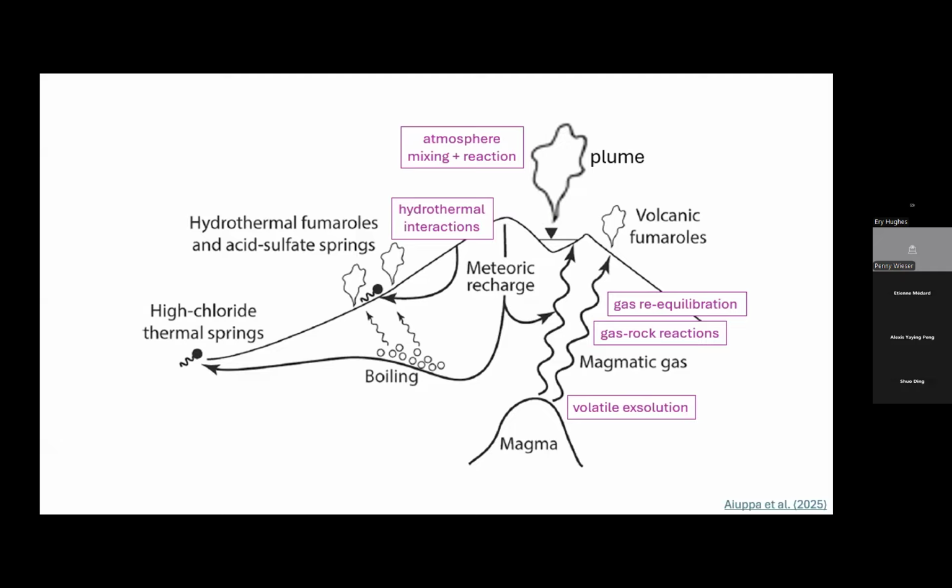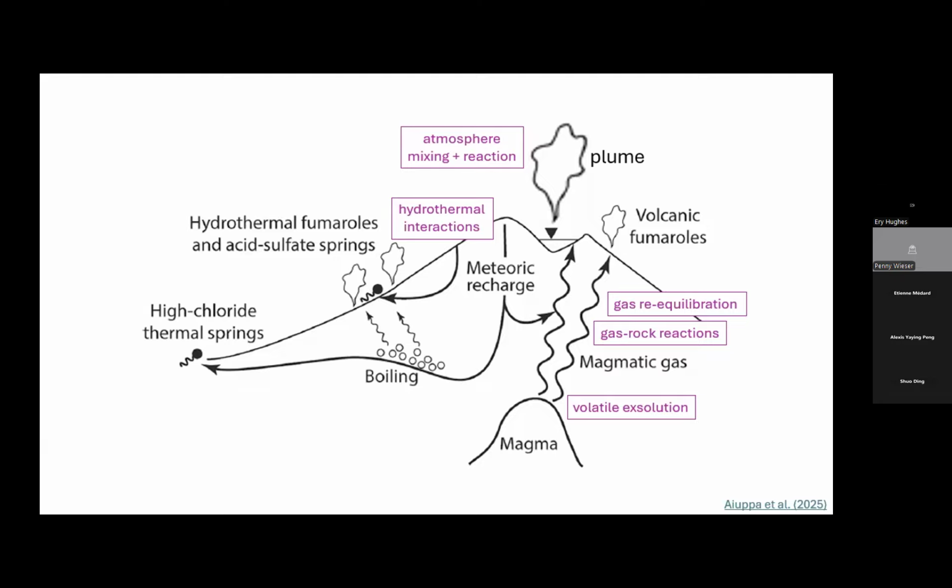Then what might happen is that gas is decoupled from the magma and it rises up by itself, separated from the magma. And then there are a bunch of different processes that might affect it. If it's high temperature, it might react with the wall rock, and so it might precipitate different phases and change its composition. Even if it doesn't react with the rock around it, it might re-equilibrate within the gas phase itself.